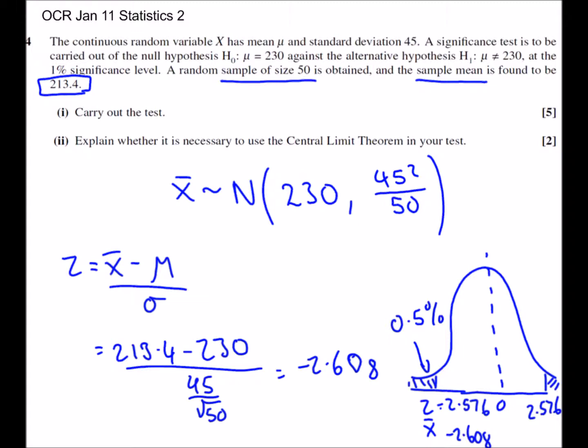But the main thing is not knowing what the parent distribution was meant that it was the only way that we could carry out our test. And that's the end of the question.